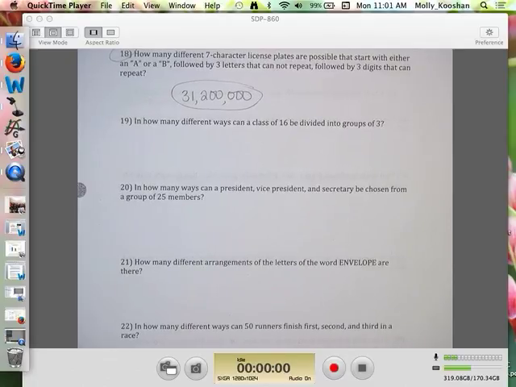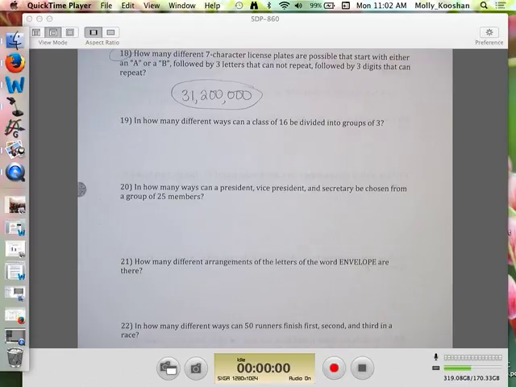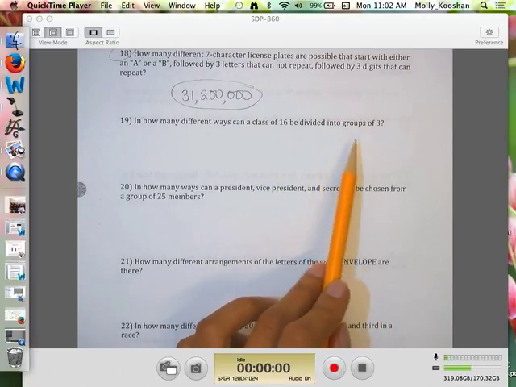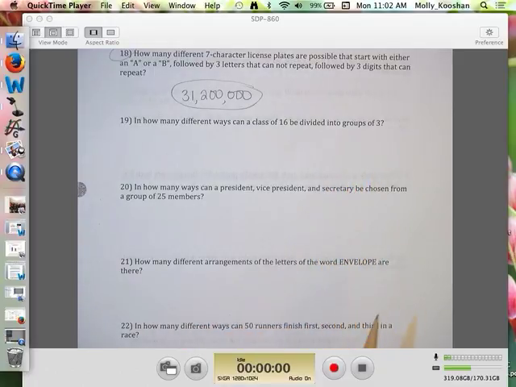Number 19 says, in how many different ways can a class of 16 be divided into groups of 3? So we have a total number of 16. We want to split it into groups of 3. So remember, with combinations, the order doesn't matter, and with permutations, the order does matter. So we're just separating into groups of 3. We're not ordering the people who are in those groups. We're not saying one of them has to be the president and one has to be the vice president, or one has to sit in seat number A, one has to sit in seat number B, stuff like that. Okay, so that means this is a combination.